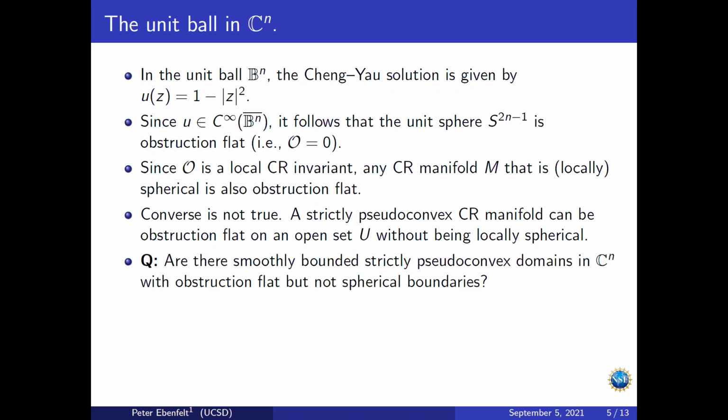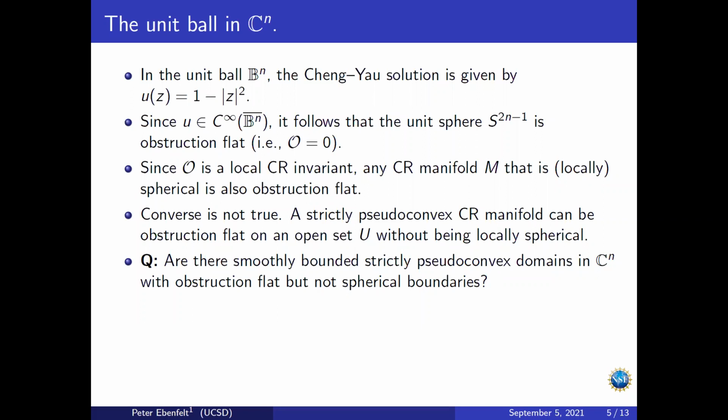Okay, so I claim that this leads to a natural question, as we all do. This is the question that interests me. Locally being obstruction flat doesn't mean it's spherical, but the converse is true. However, if you take a global bounded strictly pseudoconvex domain, can it have obstruction flat boundary without having a spherical boundary? We know of no such example.